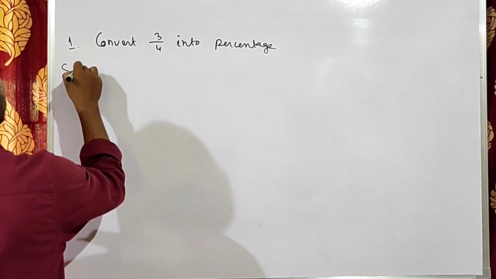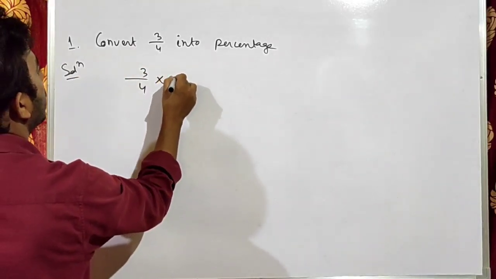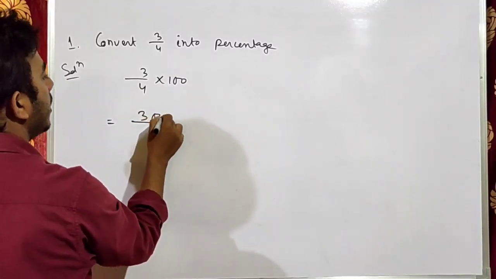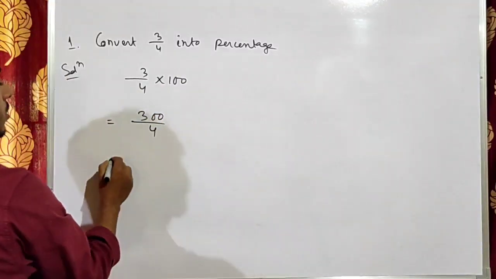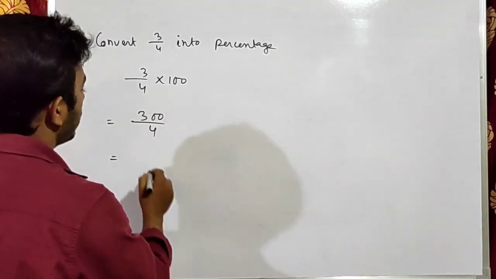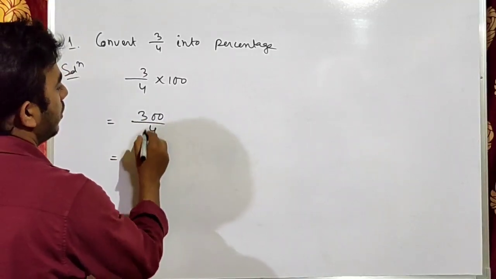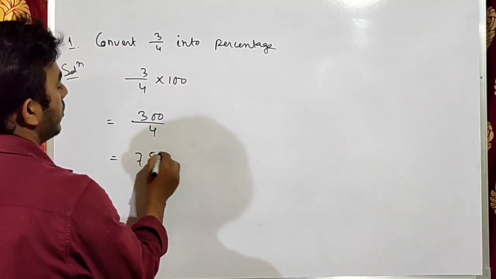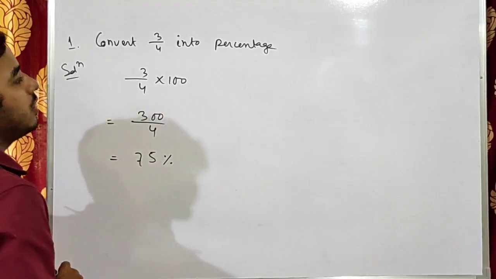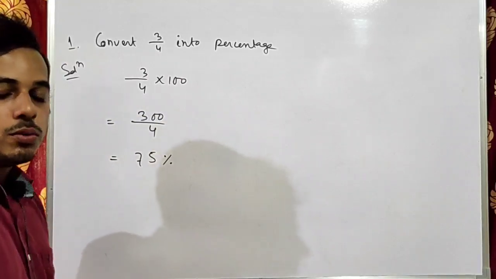So now we'll write the solution. 3 by 4 into 100. Now numerator into numerator multiply, it will be 300 by 4. Now if we divide 300 by 4, 4 into 7 is 28, then 20, then 4 into 5 is 20. So it is 75, and then we have to put this percent sign. So this is how we can convert a fraction into percentage. I hope this is clear to you.